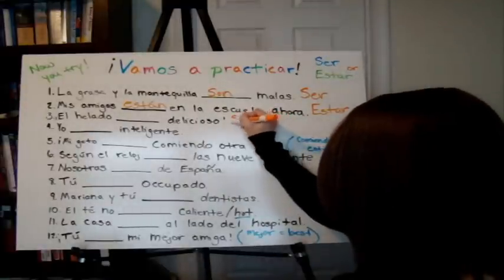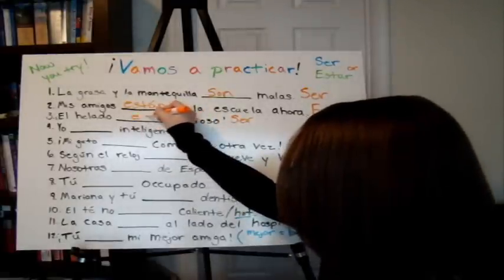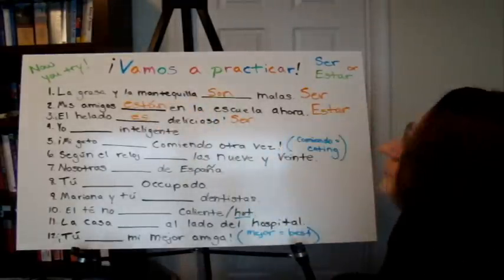So that is going to be ser. And it's just one ice cream we're talking about, which makes it singular. So that's going to be es.